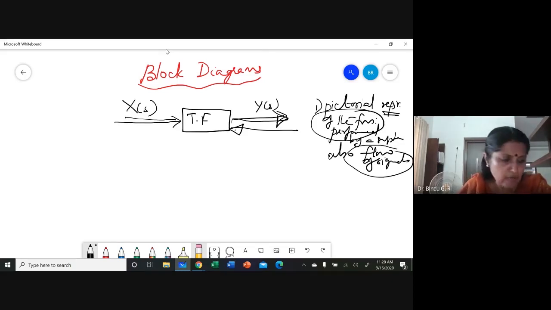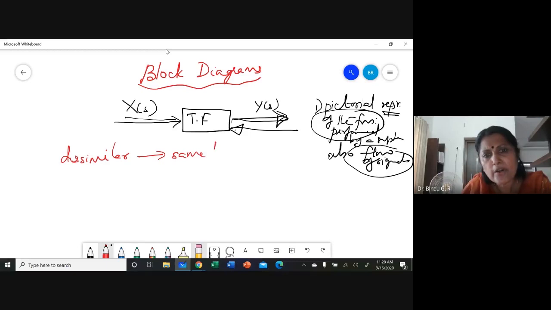Now the problem with the transfer function is that many dissimilar systems can have the same block diagram. Whatever I say about block diagrams is equally true for the transfer function also. So many dissimilar systems can have the same kind of block diagram. That is the second point regarding the transfer function or the block diagram.